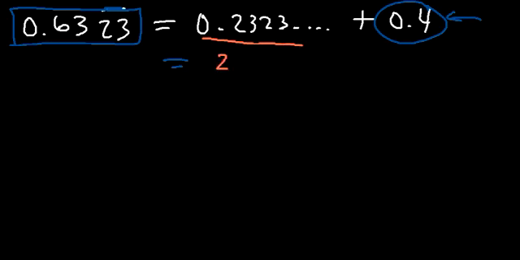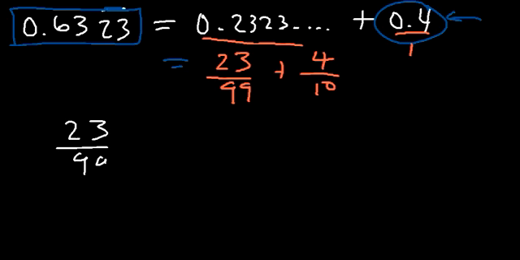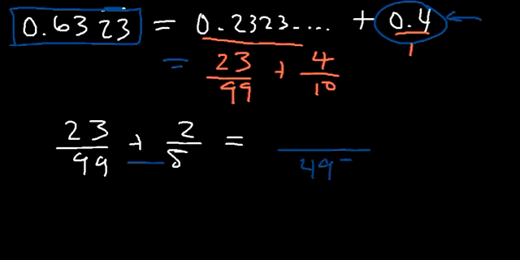So the part that's repeating, that's 23 over 99. The part that's not, you can multiply top and bottom by 10, so that's 4 over 10. So we have 23 over 99, and we can reduce this to 2/5. So 5 times 99, that's like 495. And 5 times 23, that's 115.